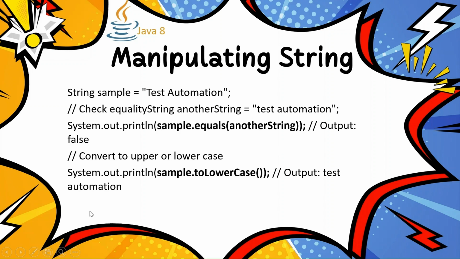Finally, what we will be using is changing your string content to uppercase or lowercase. The example used here is toLowerCase. It will change your variable's value into lowercase and your output will be test automation in this.